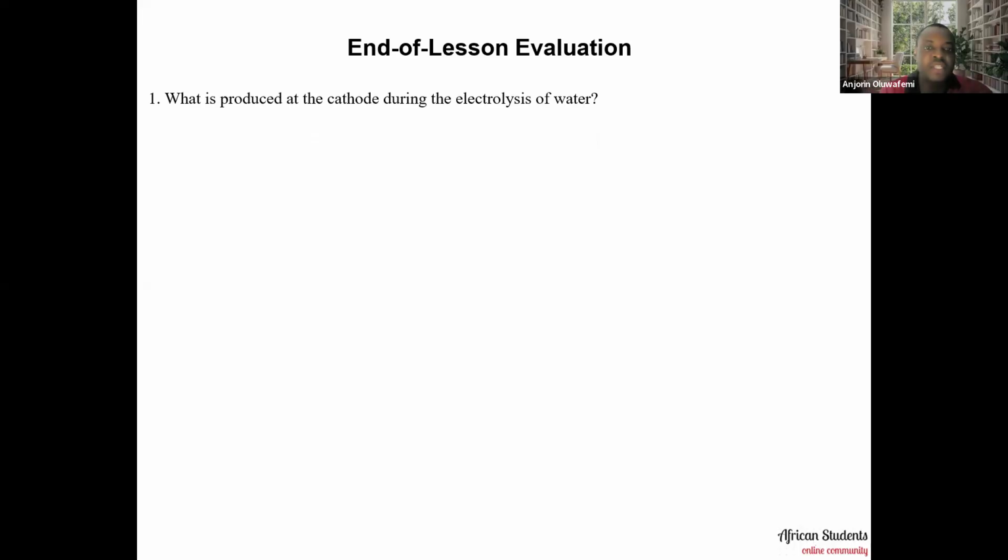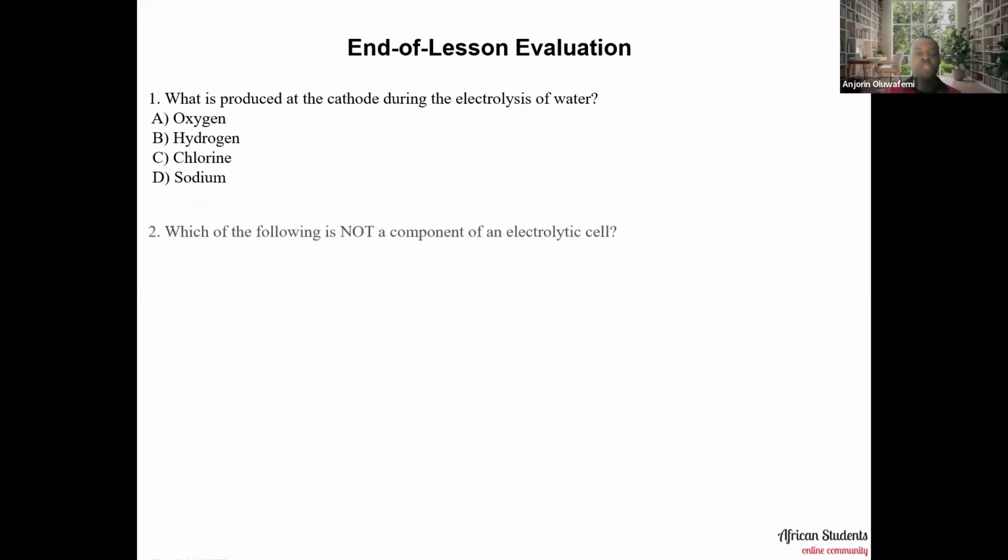What is produced at the cathode during the electrolysis of water? Is it oxygen? Is it hydrogen? Is it chlorine? Is it sodium? So, what is produced at the cathode during electrolysis? Please let me know what your answer is in the comment section, and then I will react to it appropriately.